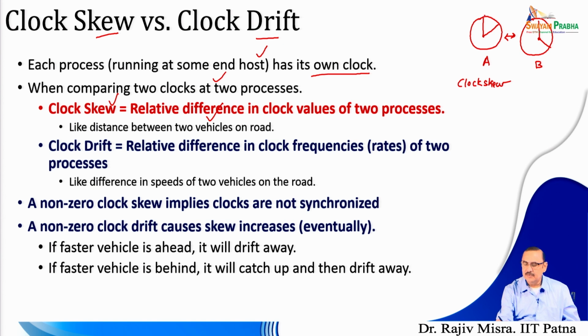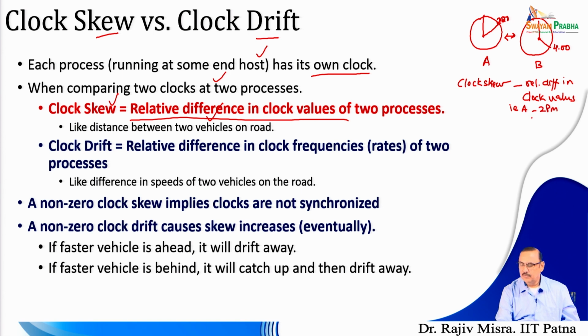Relative difference means, if this is showing 12 o'clock, it is showing, let us say, 2 o'clock, and here it is showing 4 o'clock. That difference is called clock skew, the relative difference in the clock values of the two processes. For example, the clock at A is showing 2 p.m., whereas clock B is showing 4 p.m. So, this difference is called a clock skew.